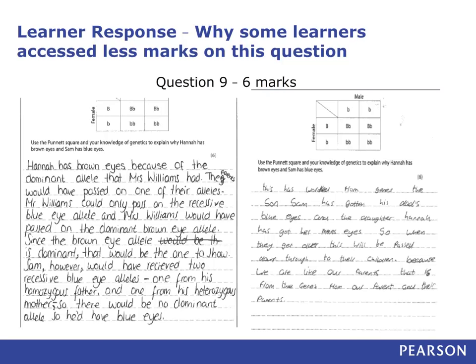Unfortunately, the most common response seen was similar to the example on the right-hand side of the screen. Here, the learner has assumed that Sam was a boy and so took after the dad, and Hannah took after her mum. This very common misunderstanding scored no credit.